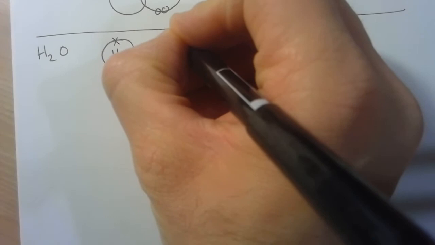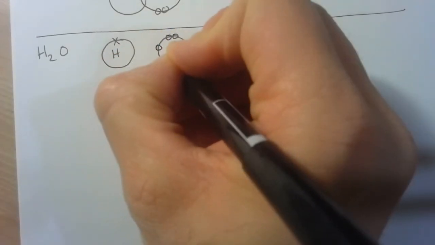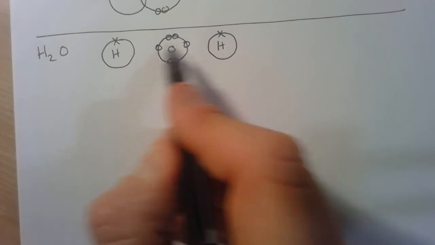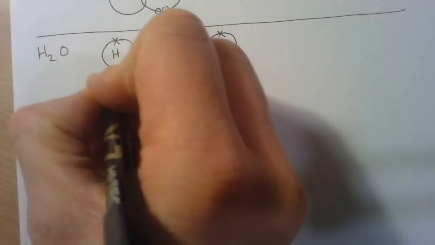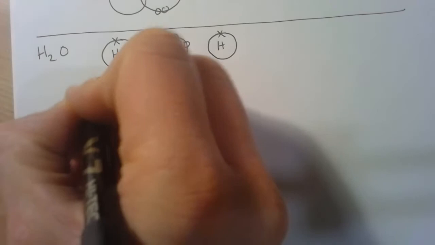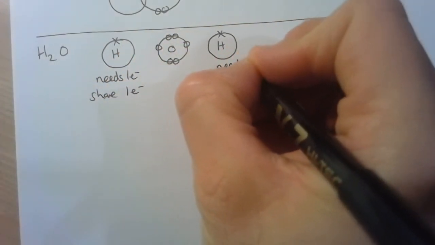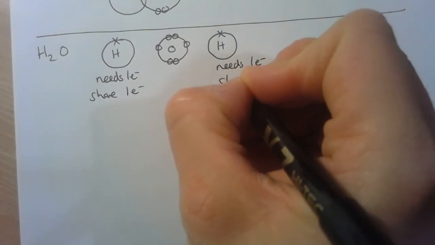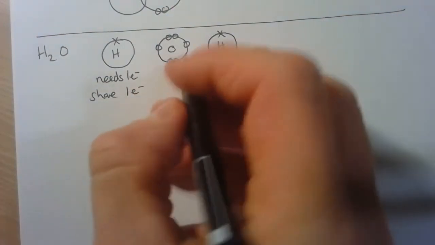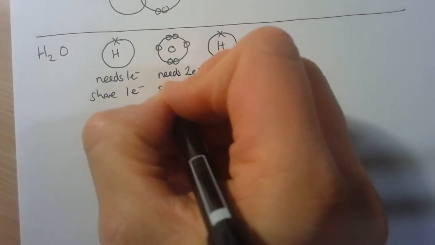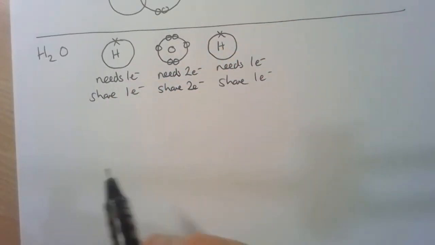Oxygen is in group 6, so I'm going to put 6 electrons in its outer shell. 1, 2, 3, 4, 5, 6. So each hydrogen atom needs 1 electron, therefore it's going to share 1 electron. So this one needs 1 electron, and it's going to share 1 electron. This oxygen atom needs 2 electrons, and therefore it's going to share 2 electrons.